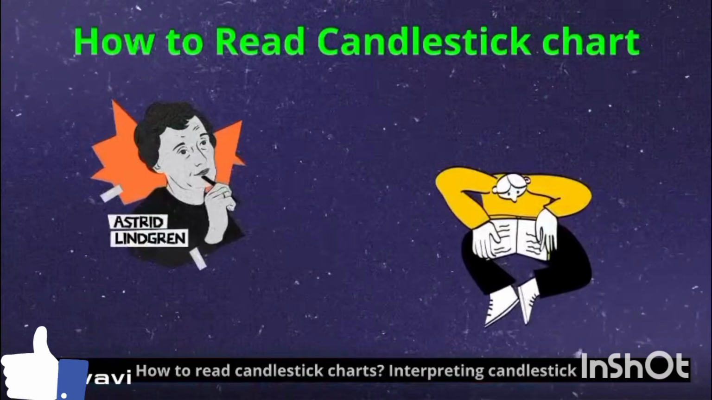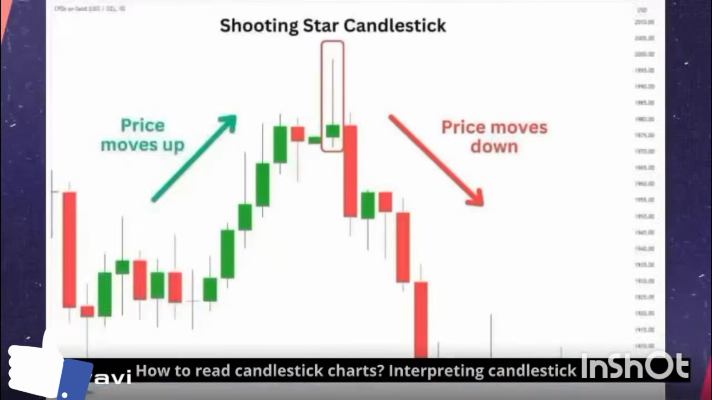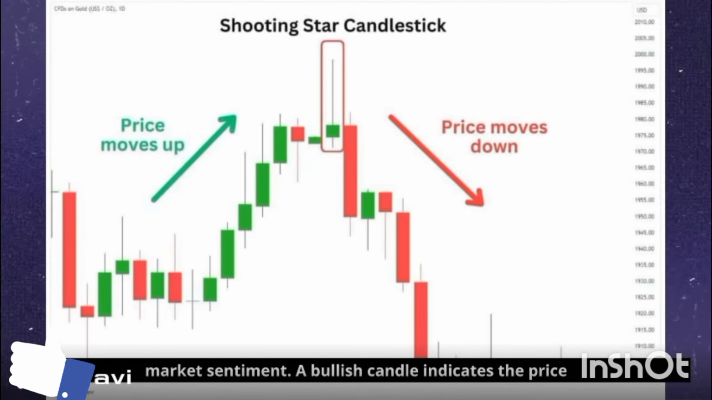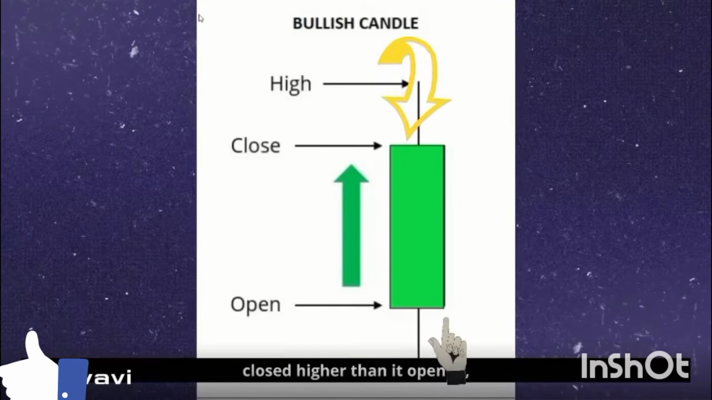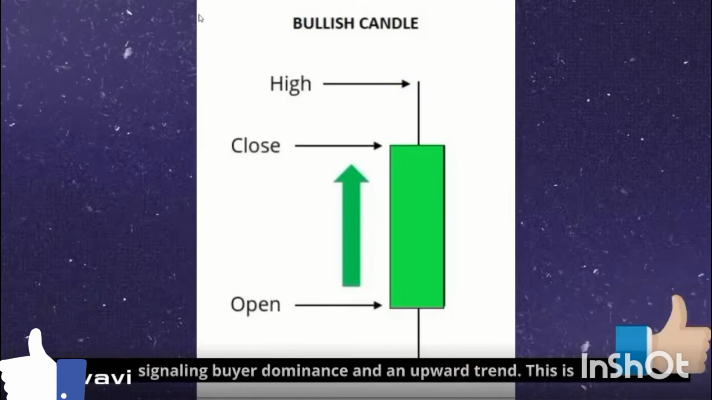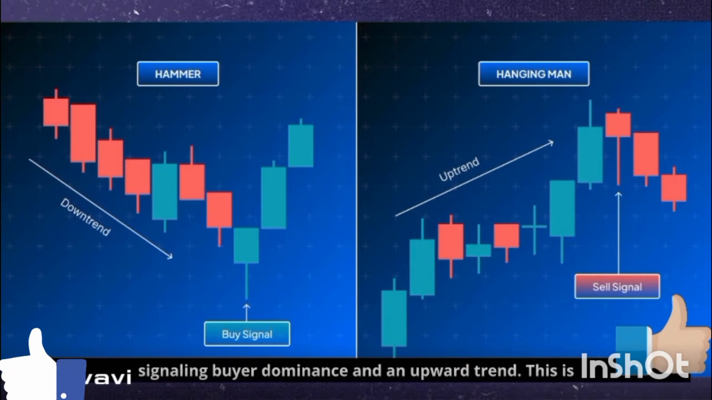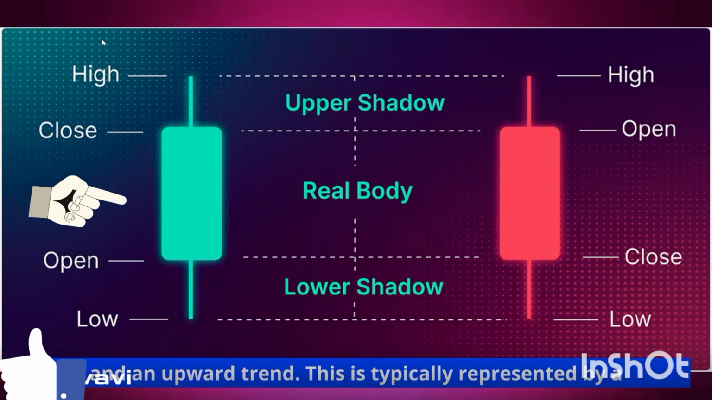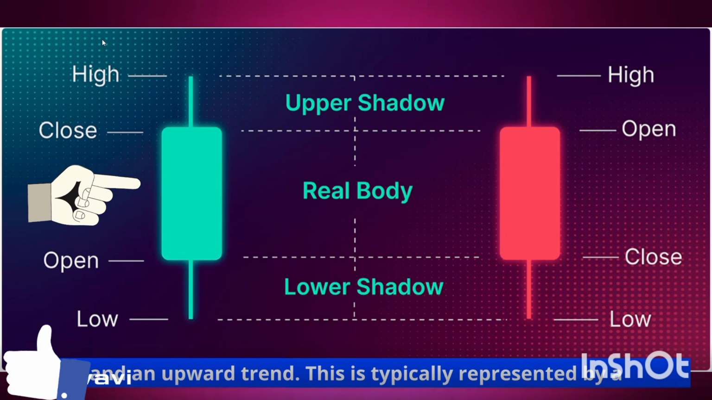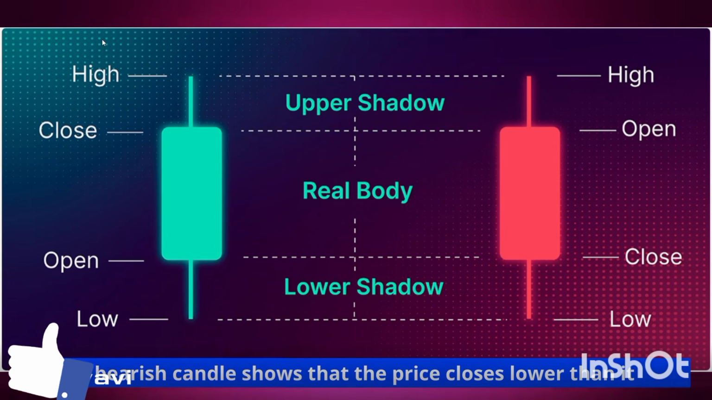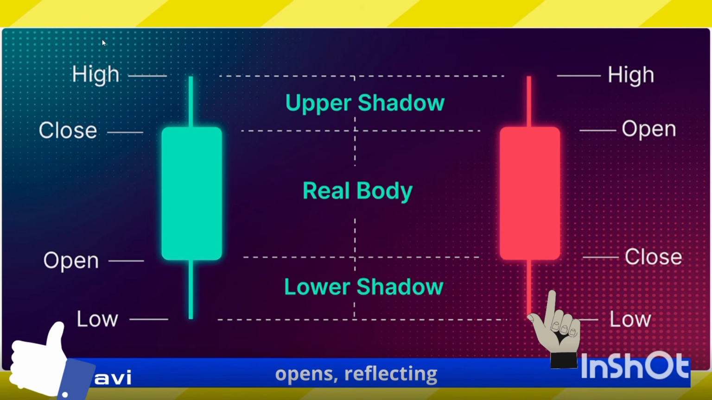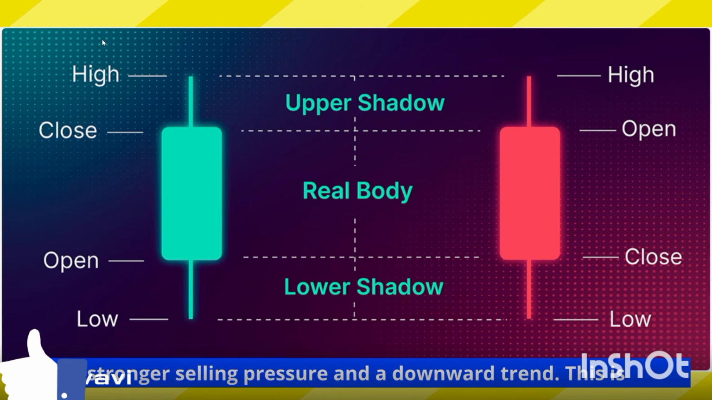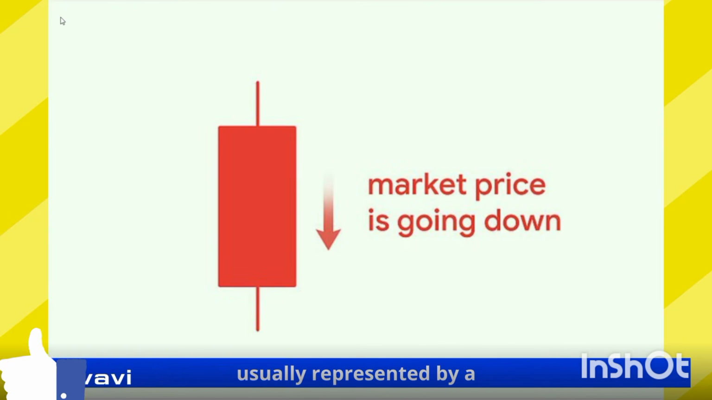How to read candlestick charts? Interpreting candlestick charts is key to understanding market sentiment. A bullish candle indicates the price closed higher than it opened, signaling buyer dominance and an upward trend. This is typically represented by a green candle. In contrast, a bearish candle shows that the price closed lower than it opened, reflecting stronger selling pressure and a downward trend. This is usually represented by a red candle.